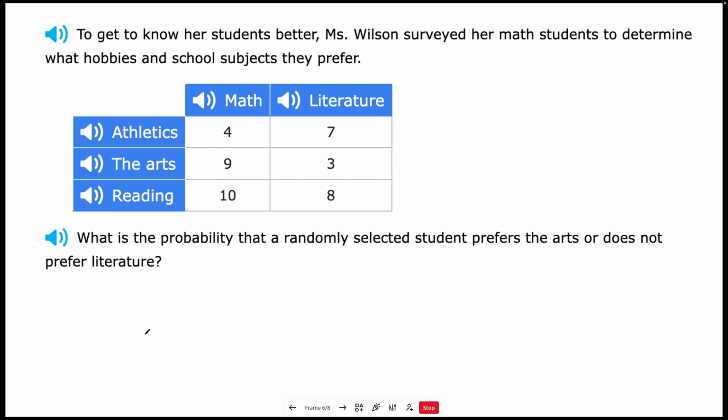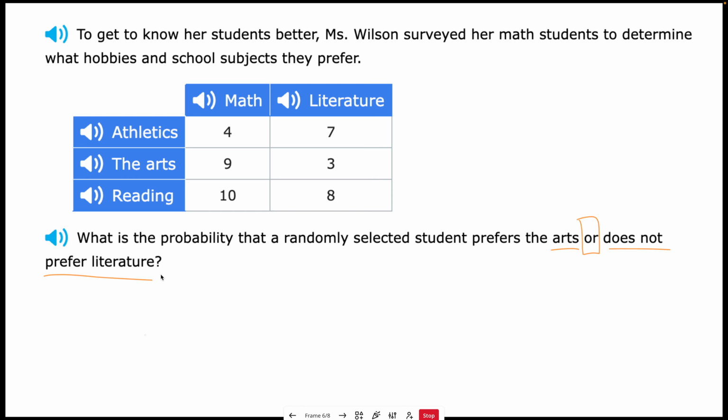All right, last one. It says, to get to know her students better, Miss Wilson surveyed her math students to determine what hobbies and school subjects they prefer. Okay, what is the probability that a randomly selected student prefers the arts, so arts, or does not prefer literature?